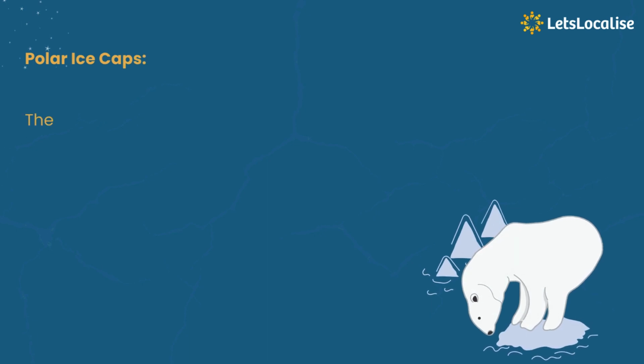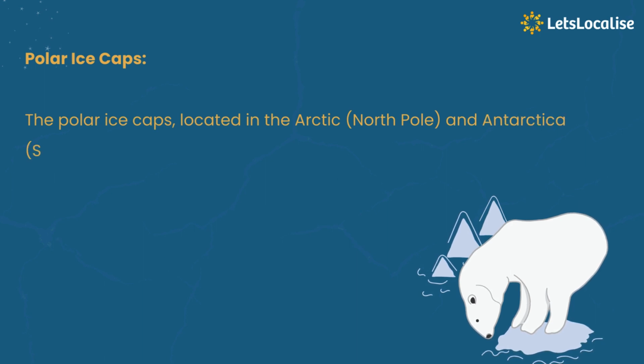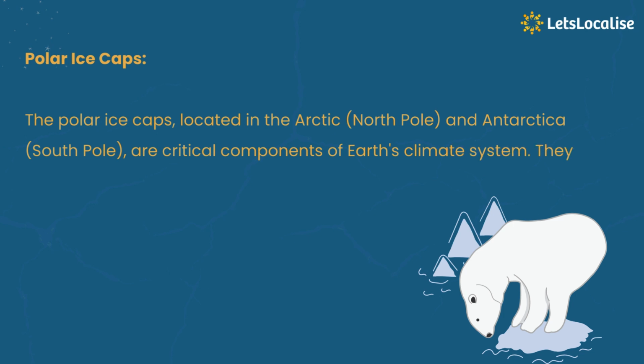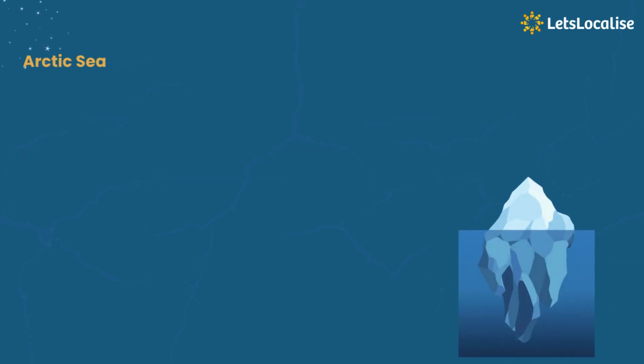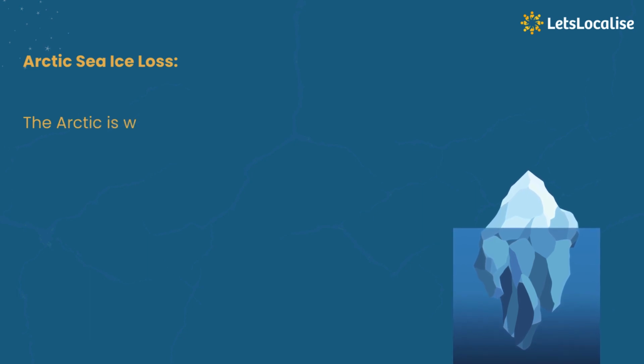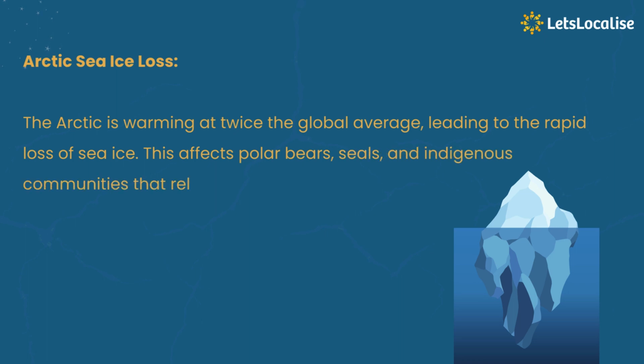Polar ice caps. The polar ice caps located in the Arctic, North Pole, and Antarctica, South Pole, are critical components of Earth's climate system. They are also among the most vulnerable to the effects of climate change. Arctic sea ice loss. The Arctic is warming at twice the global average, leading to the rapid loss of sea ice. This affects polar bears, seals, and indigenous communities that rely on the ice for their way of life.